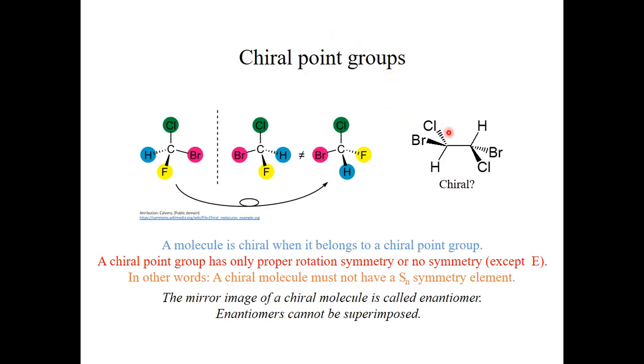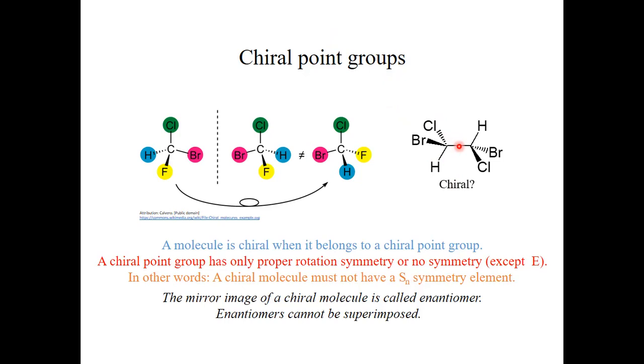Remember, we use this molecule as an example for the point group Ci, and the point group Ci has an inversion center, which is C in the middle. And that means that this molecule is not a chiral molecule.